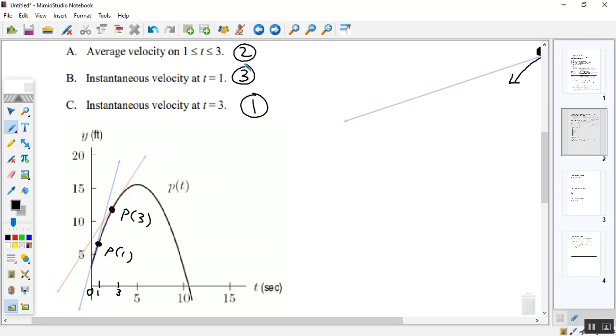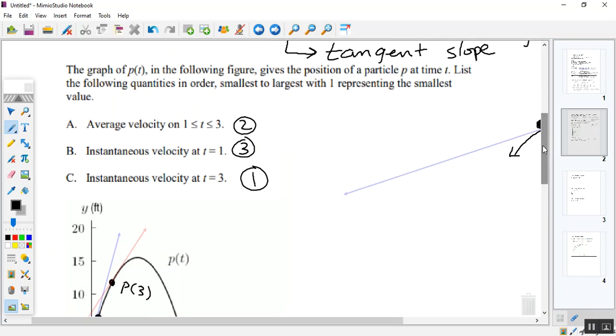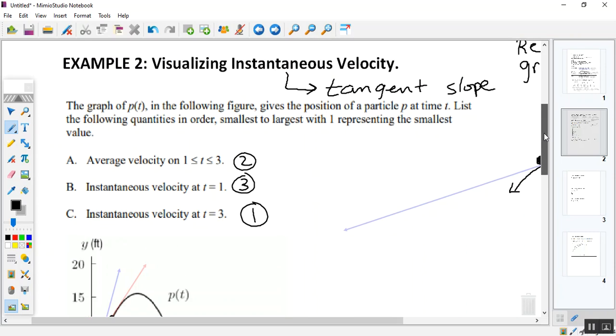Right? All right. So let me ask this question. This is what I'm really after here. Do you understand the difference between average velocity that we looked at on the previous example and how that compares to instantaneous velocity now? In the instantaneous velocity, I want you to think what?